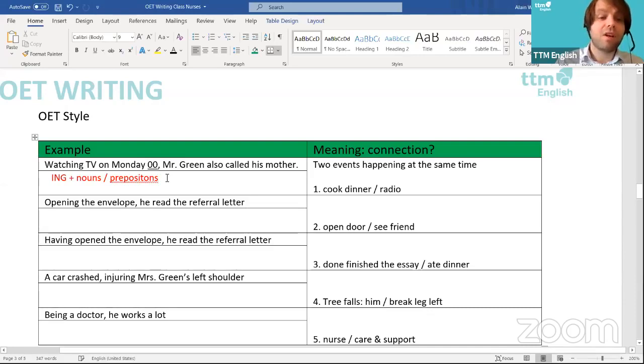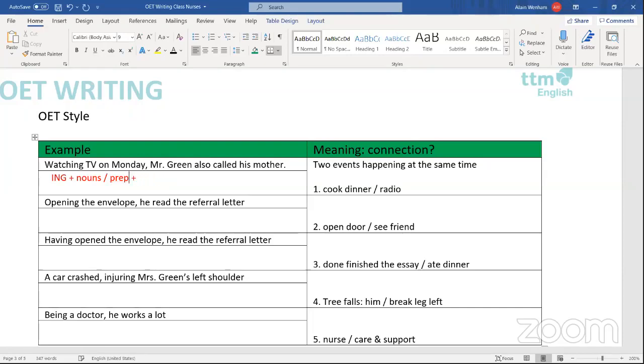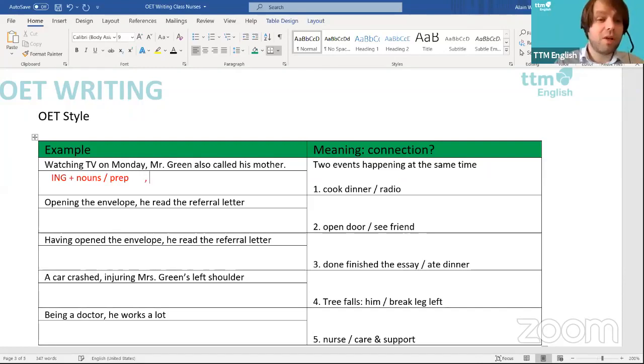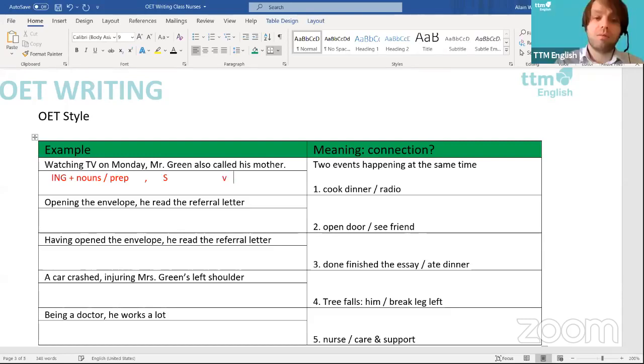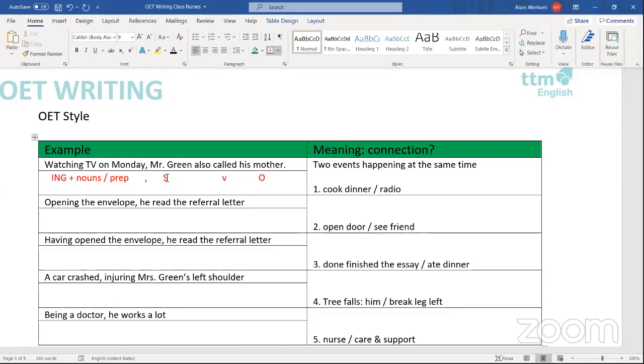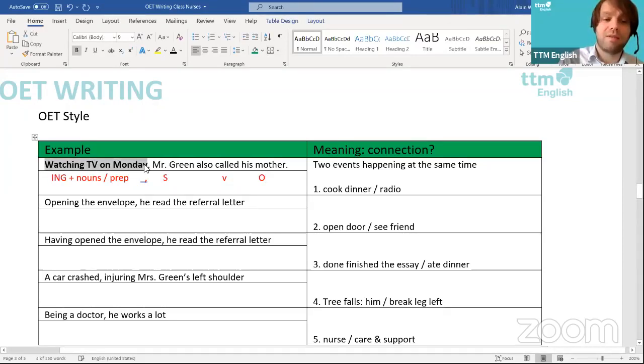Okay. Then we have a comma, Mittal, and then what comes next? Plus... Subject. Mr. Green is the subject, and the verb is... It's just normal subject verb object. Okay, so the participle clause has a strange structure. It's a bit different, but then the second clause has a normal subject verb object.